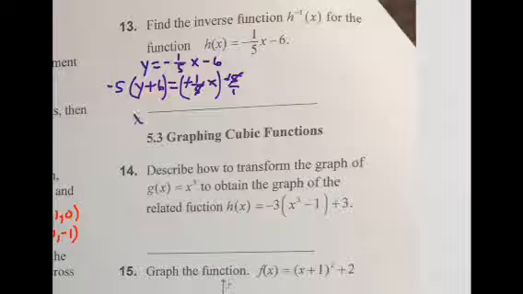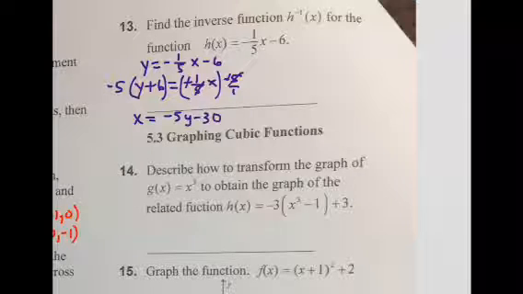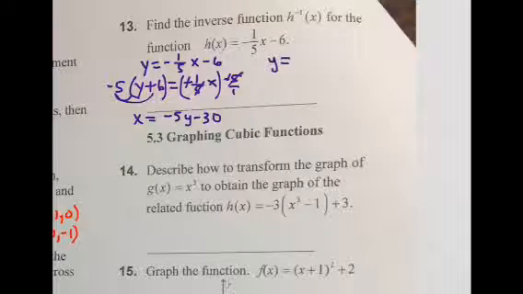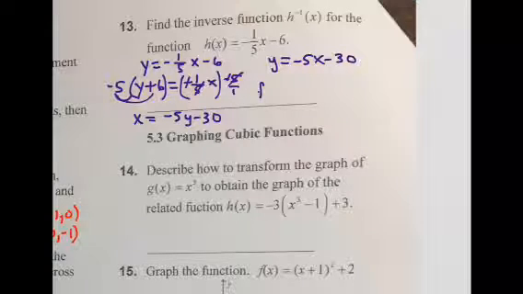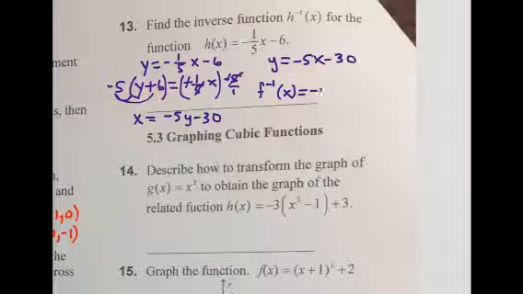So x is -5y minus 30. You distribute the -5 here and here. Switch the x and the y. And then switch out the notation. And this is it.